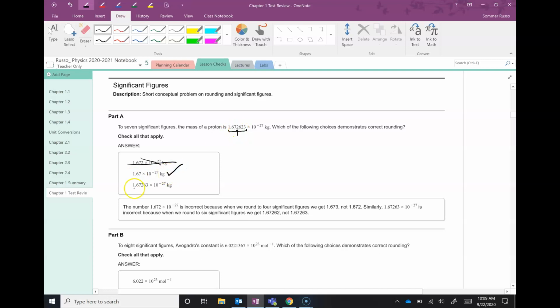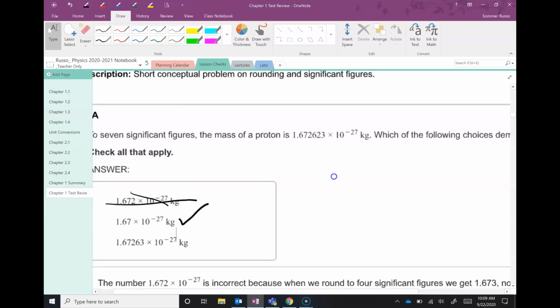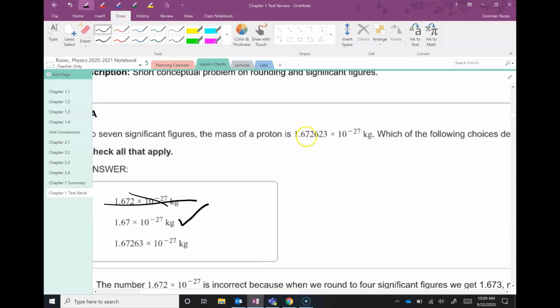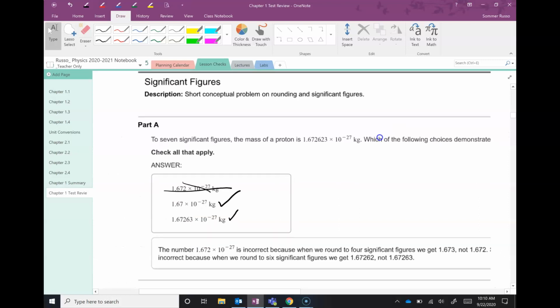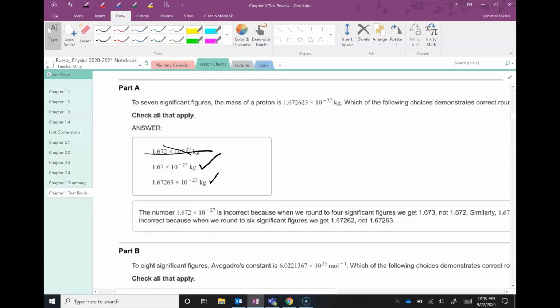Bam. This is 1, 2, 3, 4, 5, 6. 6 sig figs. Zoom in a little bit easier so we can see. 6 sig figs. 1, 2, 3, 4, 5, 6. The number after it doesn't cause it to round up. So that is also good. Right? So this is incorrectly rounded.